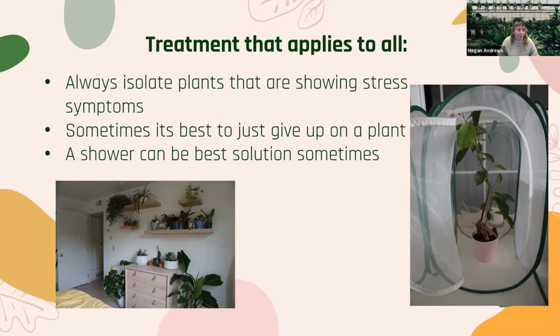Sometimes it is best to just give up on a plant. It's okay to give up on a plant. Plants are replaceable unless it's like a really deep family memory, that type of thing, then propagation's always an option. But the root system might have issues and it's easier to just restart. And then sometimes a shower can be the best thing for your plant. Really washing the soil through and washing the plant leaves can help tremendously.